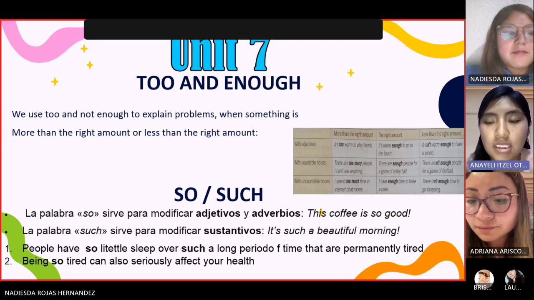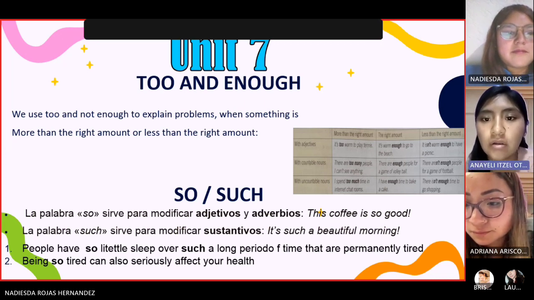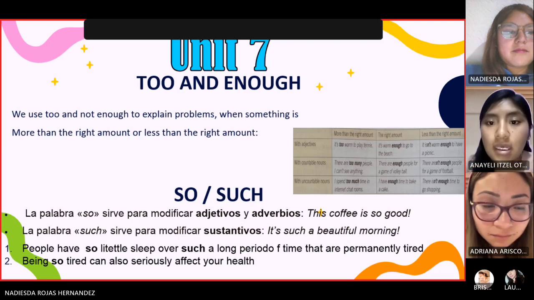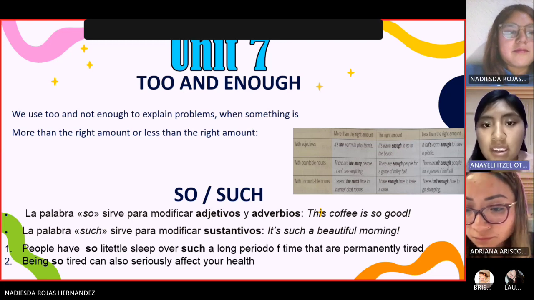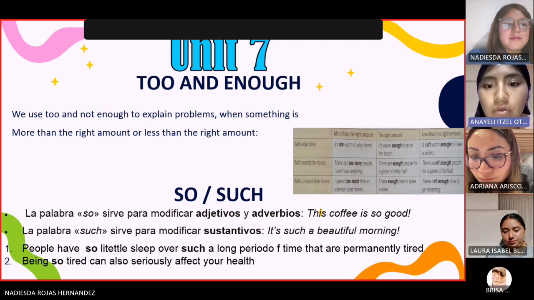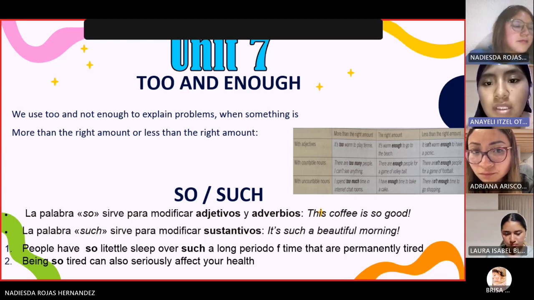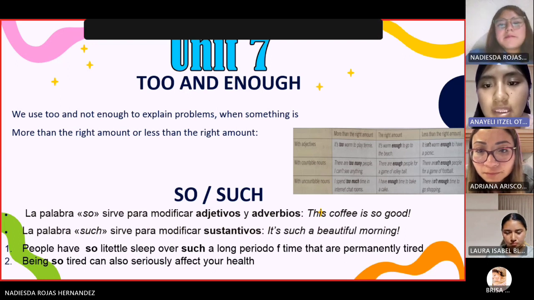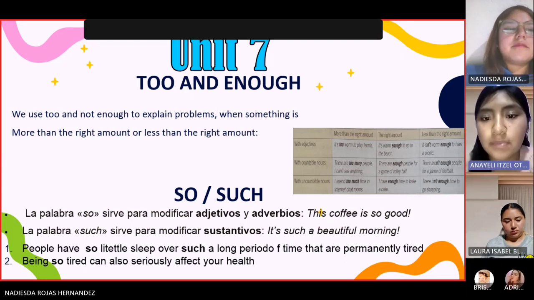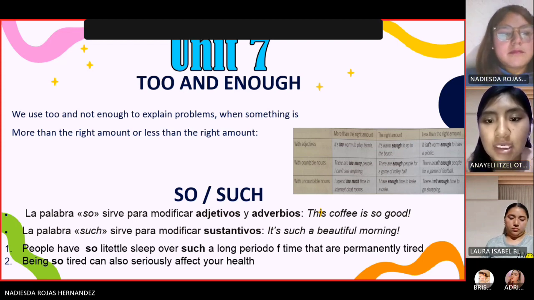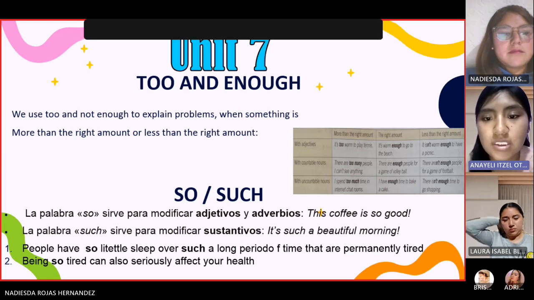We can see in the table, in column number 1, with adjectives, with countable nouns, and with uncountable nouns. In column number 1, more than the right amount, for example, is too: there are too many people. I spend too much time in internet chat rooms.